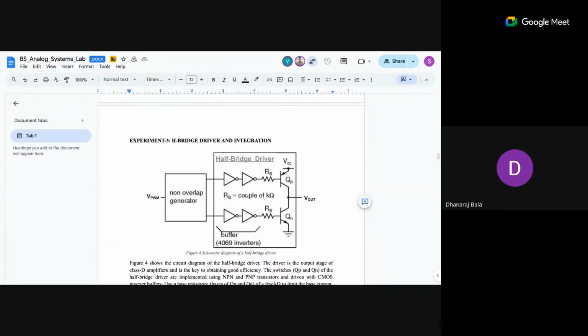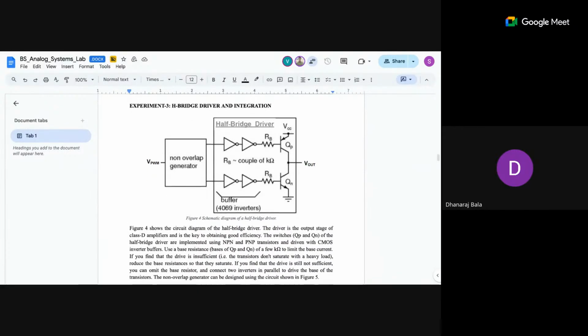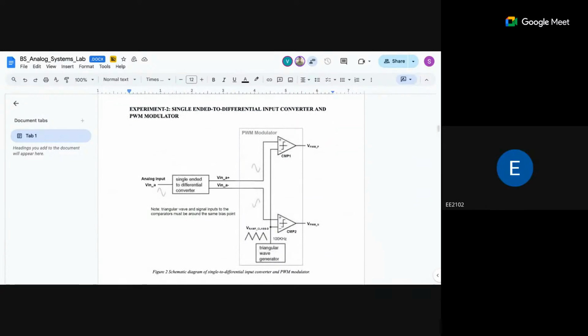I need to read about how the comparator and the ramp input create the pulse width modulation. It generates the pulse width, right? Because pulse width is based on time. Okay, I will read, I need to work on that. Now I understand at least the purpose of this.